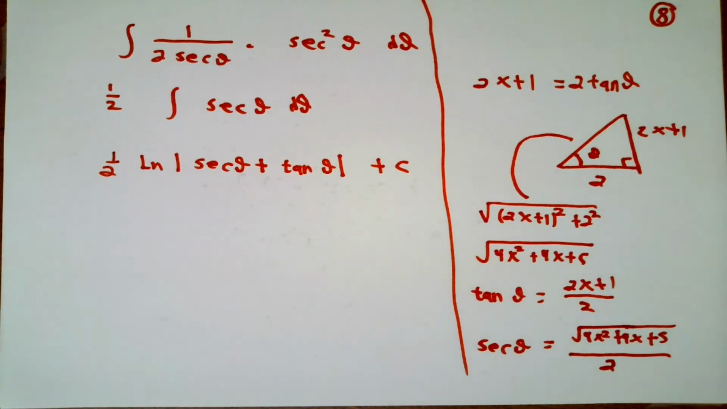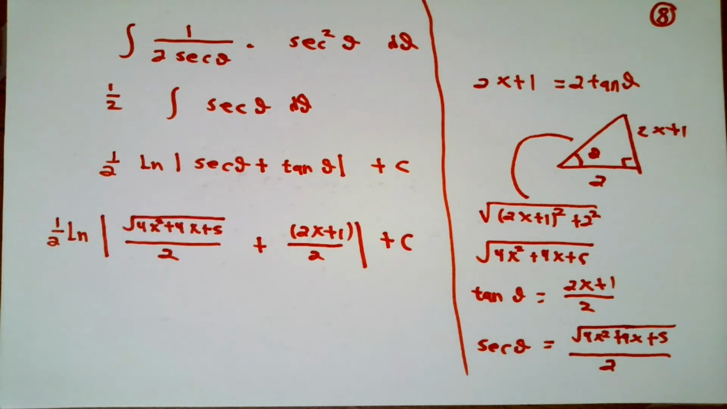Tangent of theta will be 2x plus 1 over 2, and secant of theta will be radical 4x squared plus 4x plus 5 over 2. Taking advantage of those facts, I can write my answer finally back in terms of the x variable, and therefore achieve our goal.